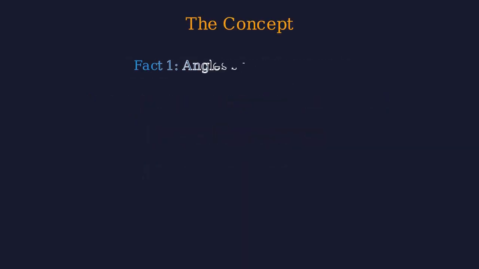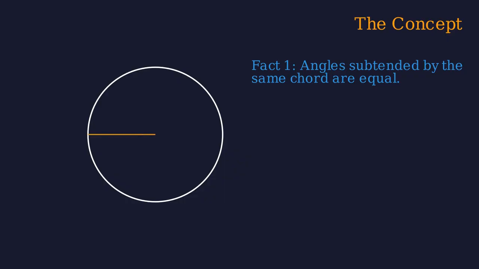The concept starts simple. We focus on 2 closely linked facts you must master. Fact 1, angles subtended by the same chord are equal. Say you have a chord AB on a circle and 2 points C and D on the circumference. The angle ACB equals the angle ADB. Both are subtended by the same chord AB. Say that out loud when you see it. Same chord, same angle. It helps you spot equals quickly.